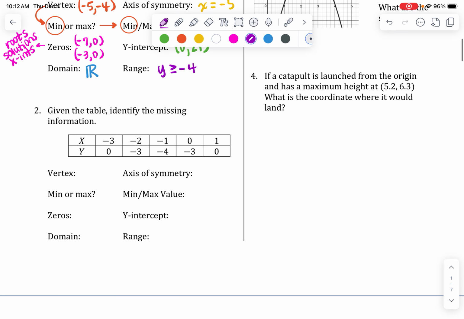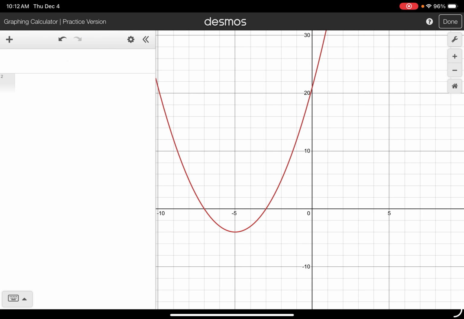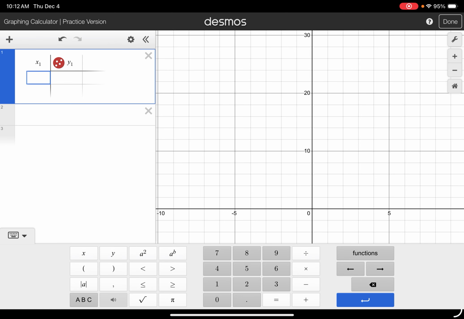All right, number 2, instead of giving you the equation or the graph, they gave you the table of values. Now, if you want to, we know that anytime we see a table, we can put that in Desmos. So I'm going to go ahead and do that just in case you want to. You certainly don't have to. That is not a requirement to do this problem, but I'm going to do it just in case it helps any of you guys out.